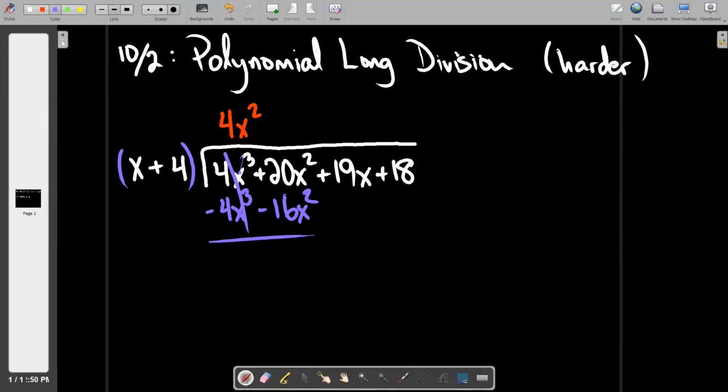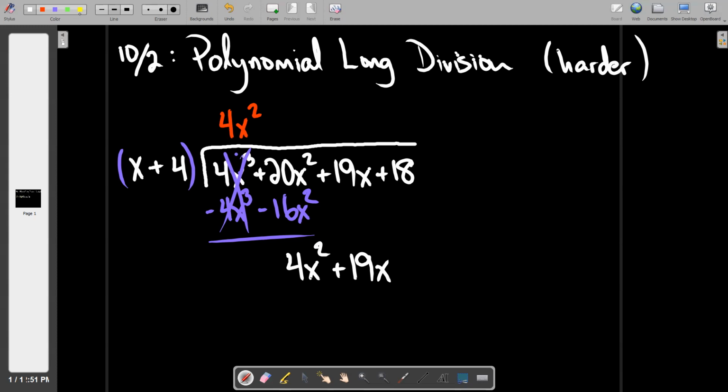So I'm going to cancel out these. If they don't cancel, you just wasted your time. The whole point is to see opposites right there. And then when you add these together, 20 and negative 16 make 4. So I have 4 of those x squareds left. Drop the 19x and begin again.